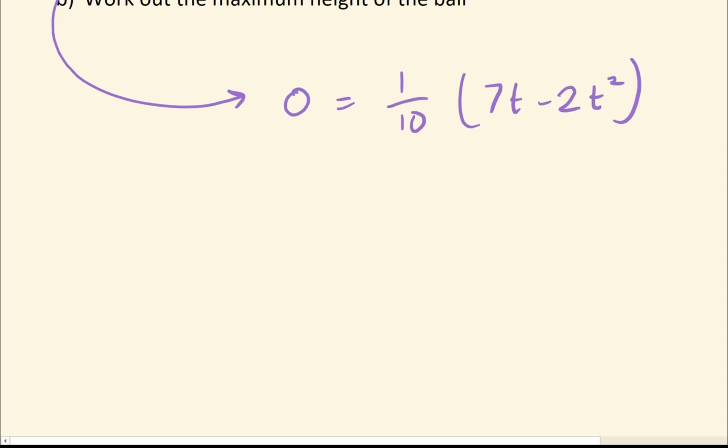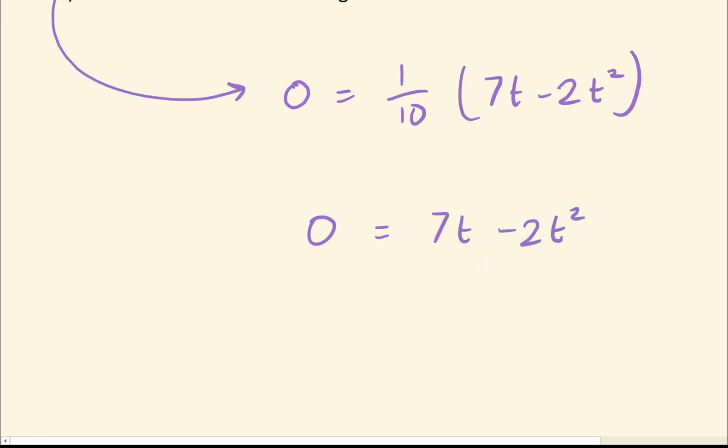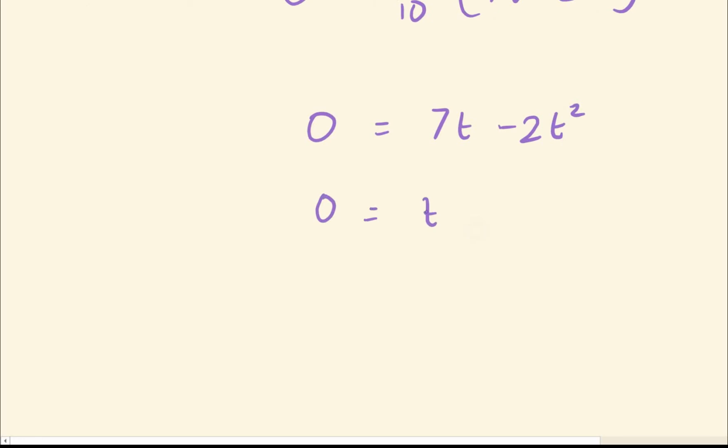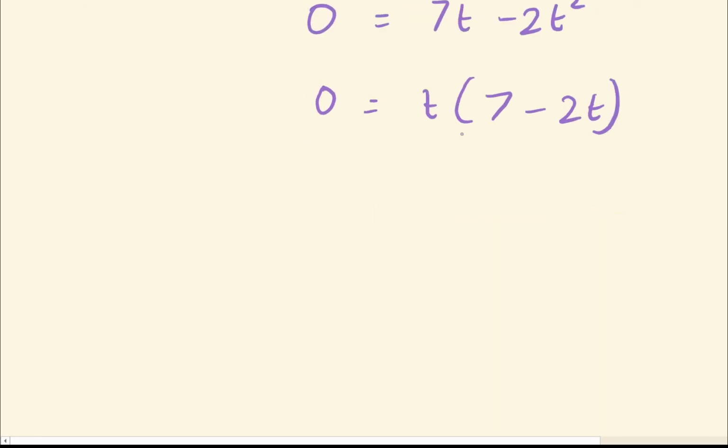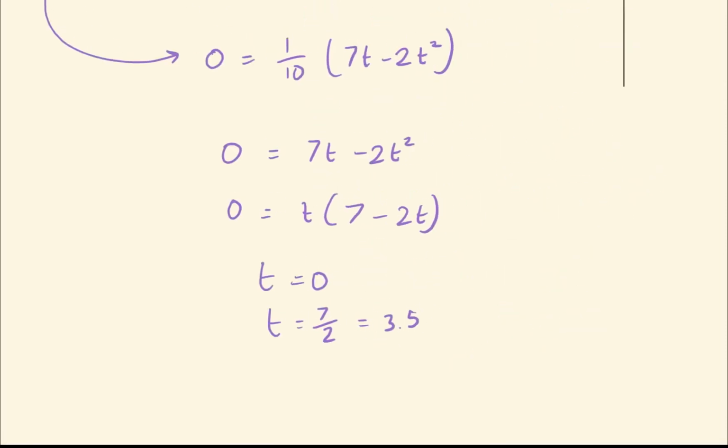Okay, it's really straightforward to solve. We can times both sides by 10 to get rid of the 1 over 10. Then you may as well just factorise this out. And we have this. This will equal 0 when either bracket equals 0. So either t is 0 or this thing here is 0, which tells me that t is 7 over 2 or 3.5. And both of those will be fine. So that's part A done.